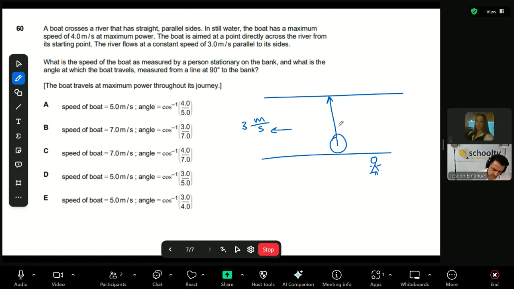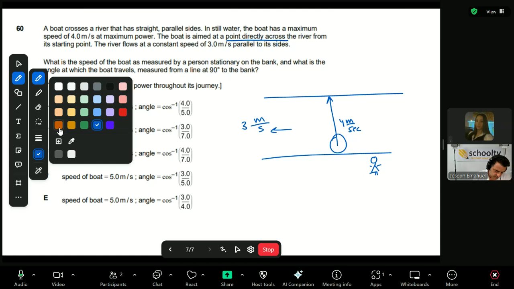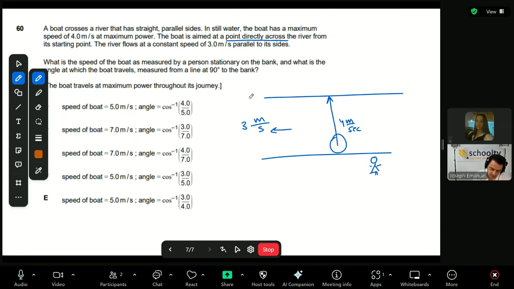Okay, so the boat goes at one speed, 4 meters per second, like this. The boat is aimed at the point directly across the river from the starting point. What is the speed of the boat as measured by a person stationary on the bank, and what is the angle at which it travels? So the real speed will be a combination of 4 and 3. So you have 4 and you have 3. Actually this will be 5, by the Pythagorean proportions.